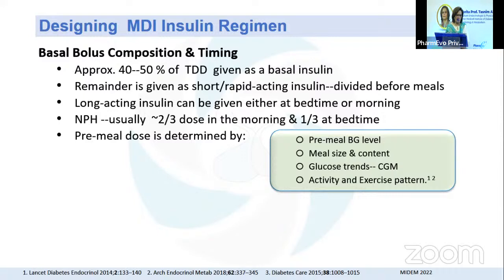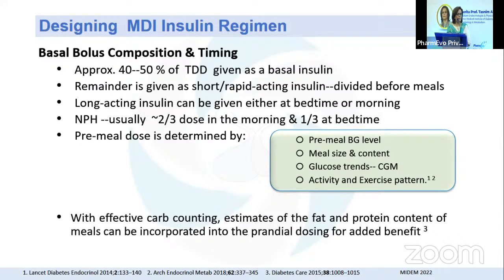With effective carb counting, estimates of fat and protein, this is a bit more complicated, because when there is fat and protein along with carbohydrate, it drives the glycemic index of the carbohydrate down because it won't be absorbed very quickly. Not only that, when the protein and fat are converted to glucose, there may be a later peak of glucose. So that delays the increase in glucose if you have protein and fat in the meal.